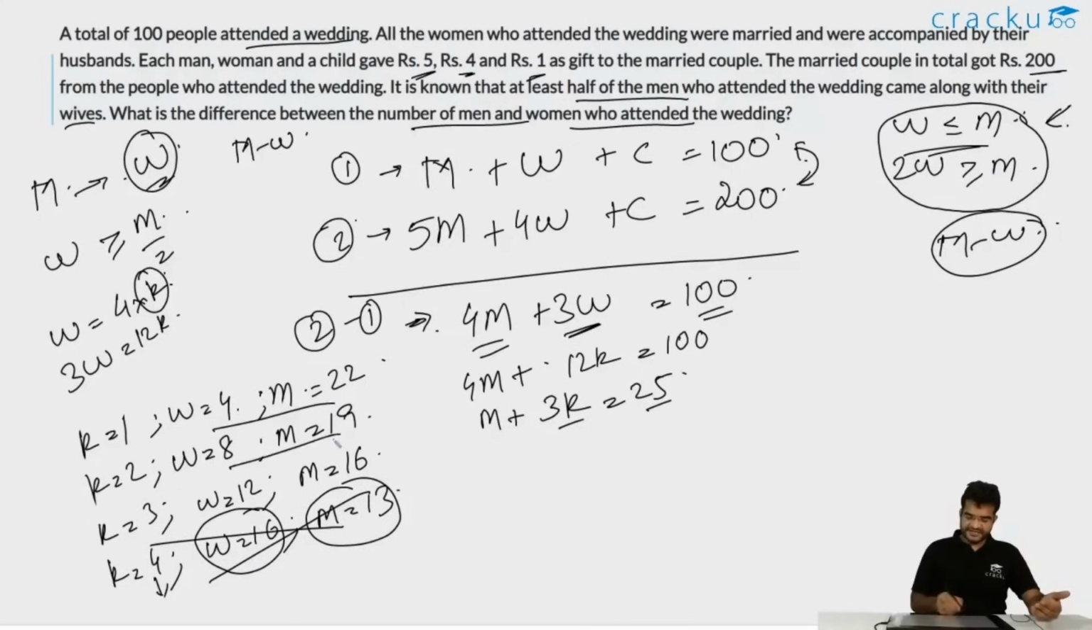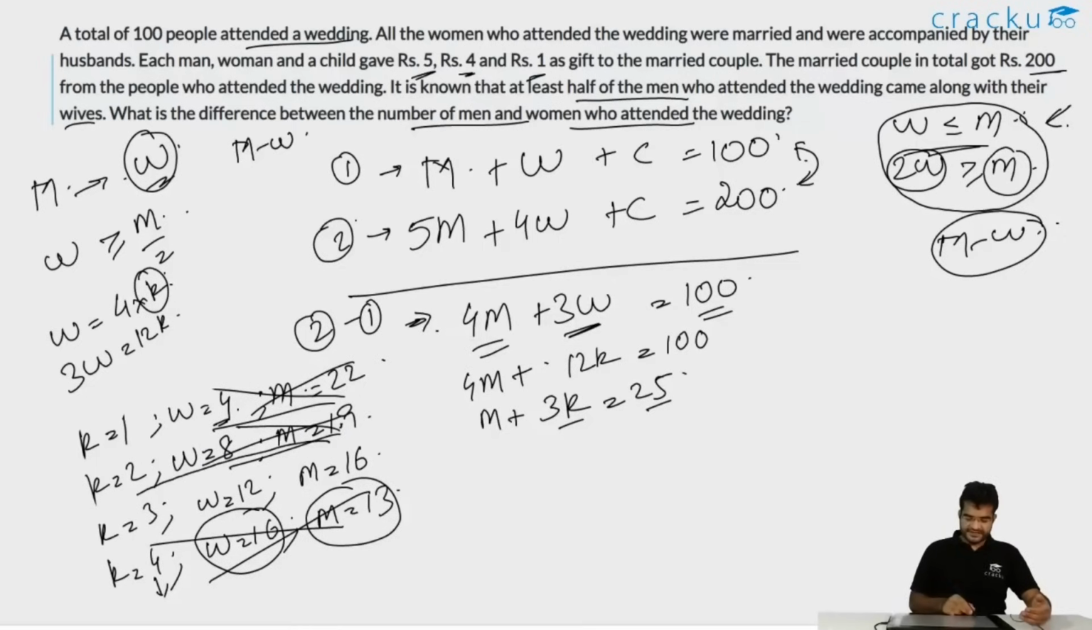Even the first and the second cases are not possible because we know that 2W has to be greater than or equal to M. In the first case, W is equal to 4, so 2W is equal to 8, but that is less than 22. Similarly, in the second case, W is equal to 8 and M is equal to 19, so 2W will be 16, which is less than 19, so this is also not possible.